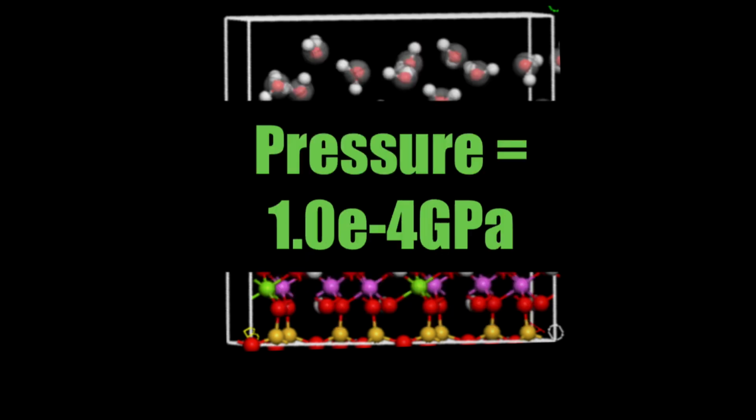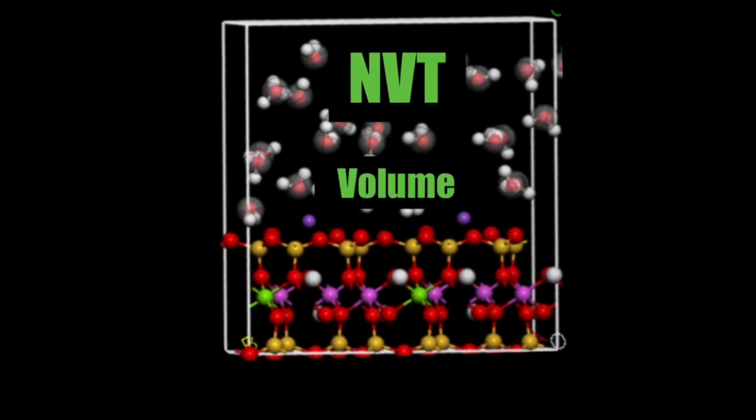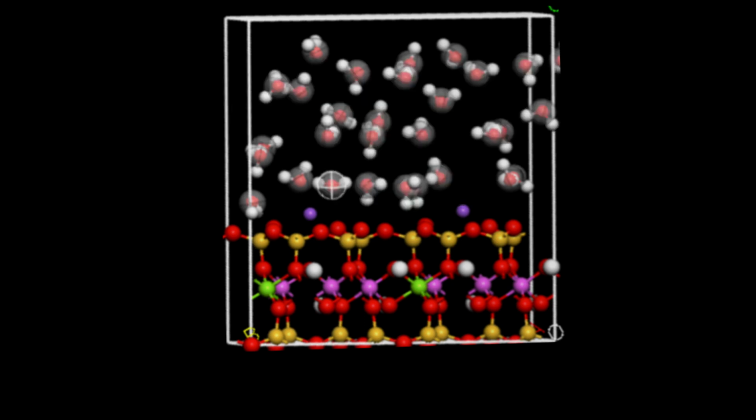The pressure was set at 1.0 times 10 to the negative 4 GPa, which is standard atmospheric pressure, and the Andersen thermostat was used, as it allows for the use of the NVT ensemble, where volume is constant as opposed to pressure, in future simulations. The Berendsen barostat was selected for pressure control with a decay rate of 5.0 picoseconds. Following the simulation, a final preparatory run was conducted using the NVT ensemble. This last process acts to fully stabilize the interlayer model.